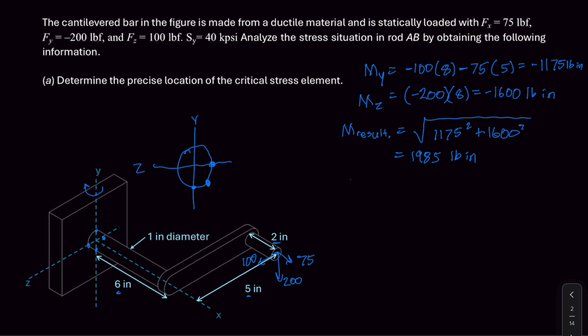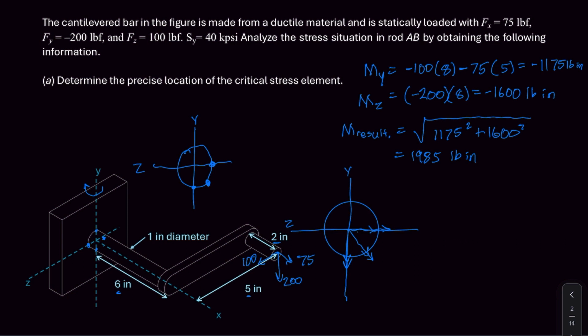But now we need to find its direction. Let's draw a new cross section here. We know that we have the moment, so draw our axes, y and z. And we know that this is occurring in the negative y direction and the negative z direction. So you know that this resultant moment is going to be somewhere in this direction.